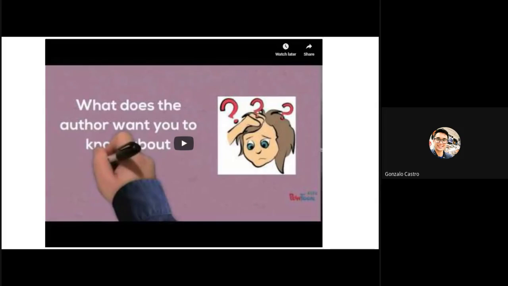So in this example that we just watched, the topic of that paragraph was sports. The main idea, or what the author wants the audience to understand about that topic, is that sports can be dangerous. That's the main idea of that paragraph.